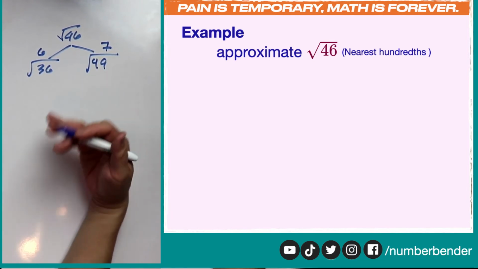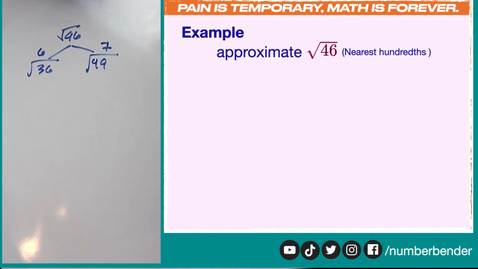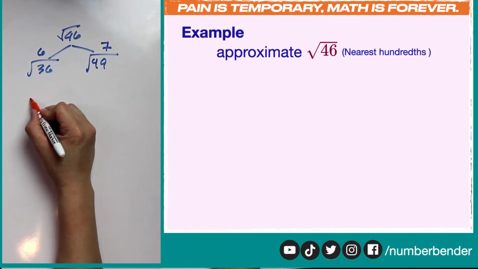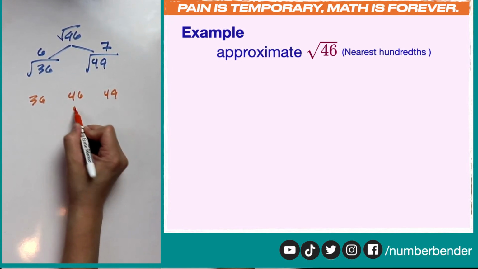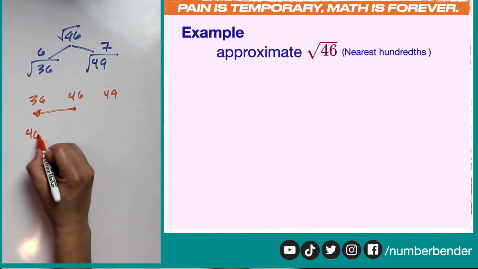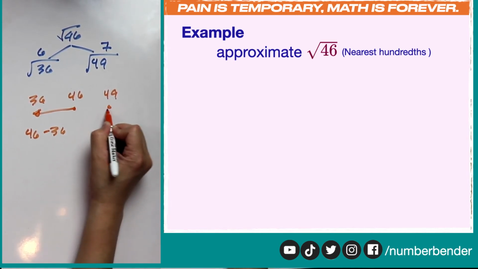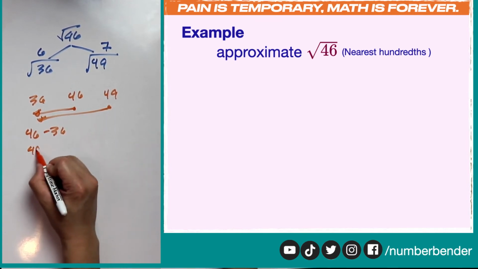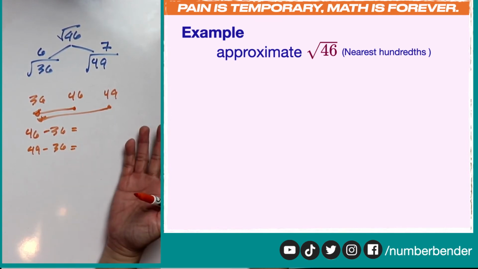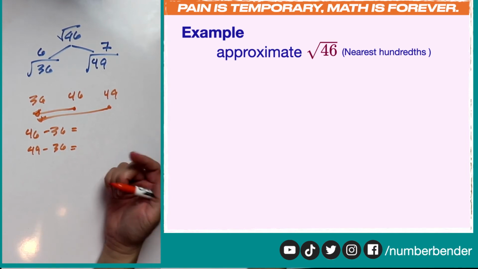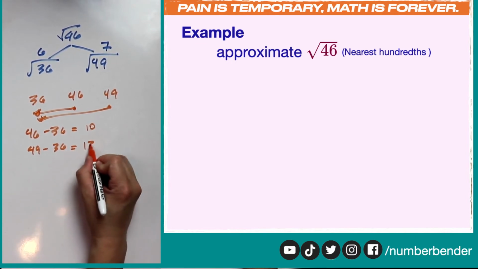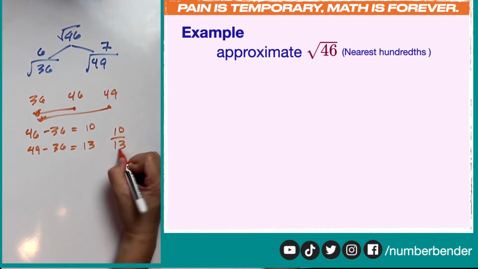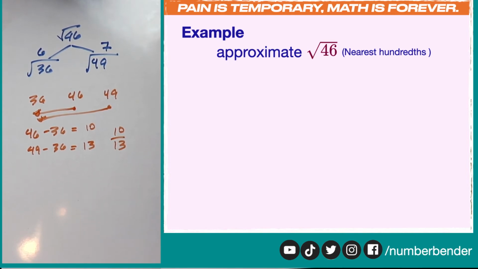And to be able to find that point something, we're going to need 36, 46, and 49. By finding the difference between 46 and 36, and 49 and 36, we'll be able to produce the rational number that will help us with our estimate. So 46 minus 36 is equal to 10, and 49 minus 36 is equal to 13, and now we have 10 over 13 that we're going to divide using long division because we cannot use our calculator this time.